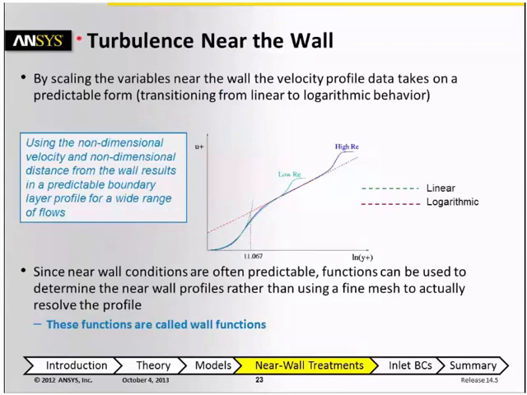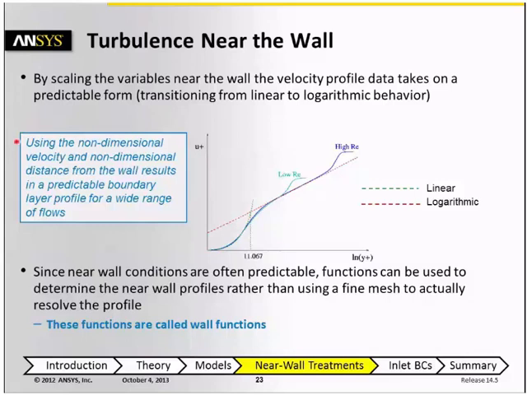As the previous slide hinted, if we scale the variables near the wall, then the velocity profile takes on a predictable form where it transitions from linear behavior very close to the wall to logarithmic behavior slightly further away from the wall, although physically still very close to the wall. The logarithmic velocity profile appears as a straight line on this plot because a log scale is used for the x-axis.